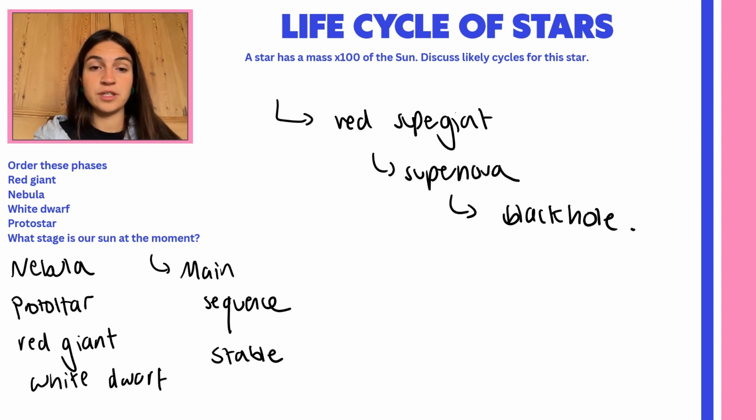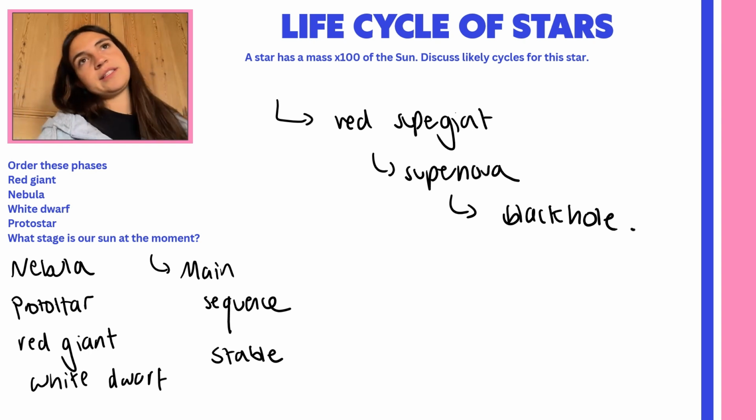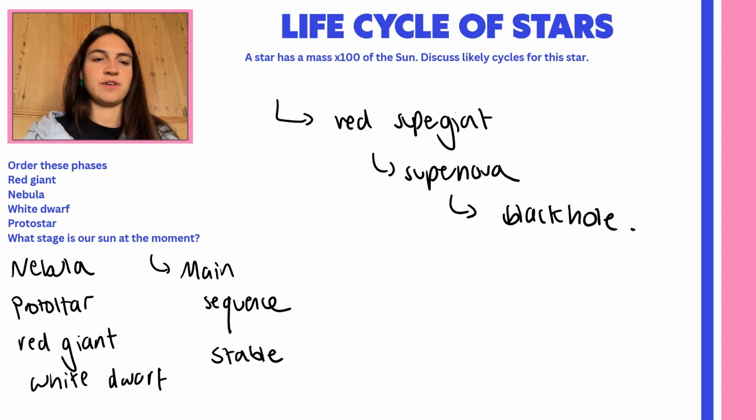So that will happen to all of your red supergiants, and will leave behind, well, either a neutron star or a black hole. I've gone with black hole here because 100 times the mass of the sun is a very massive star and is capable of leaving behind a black hole, but could be a neutron star if it's just slightly bigger mass than the mass of our sun.